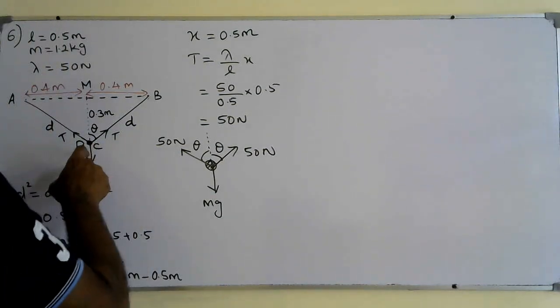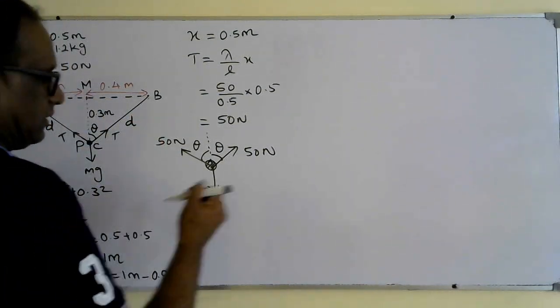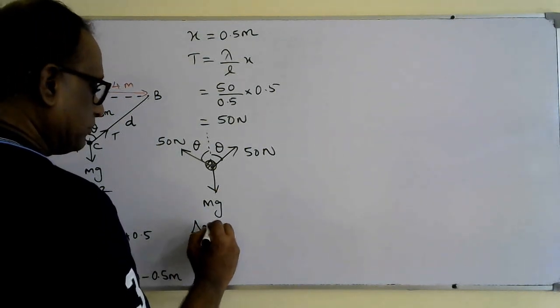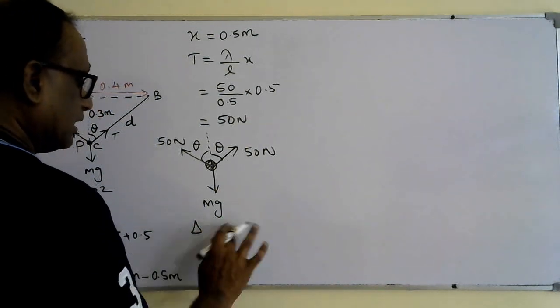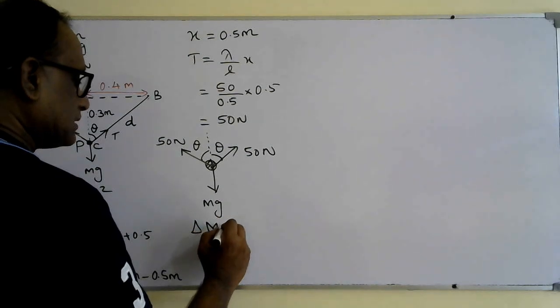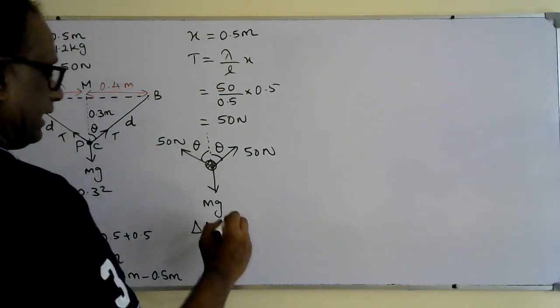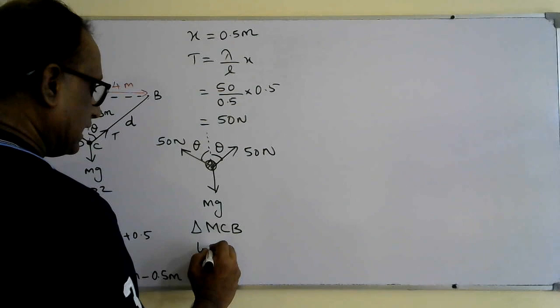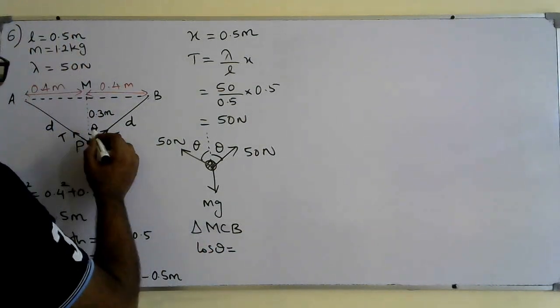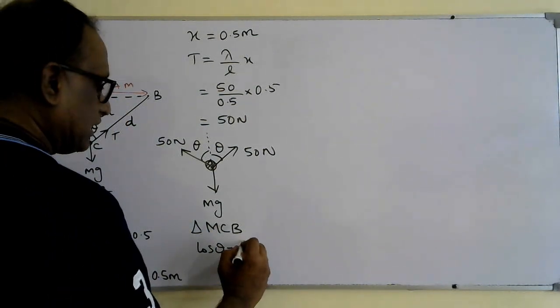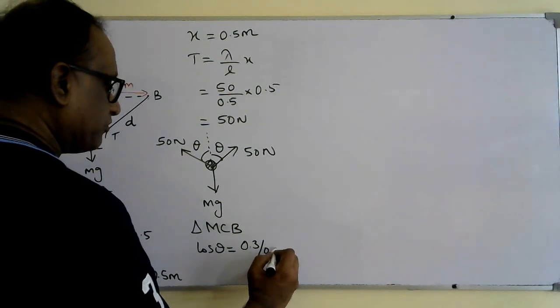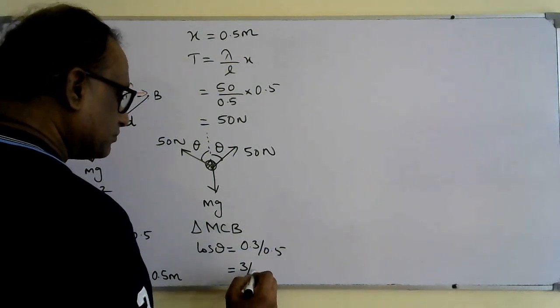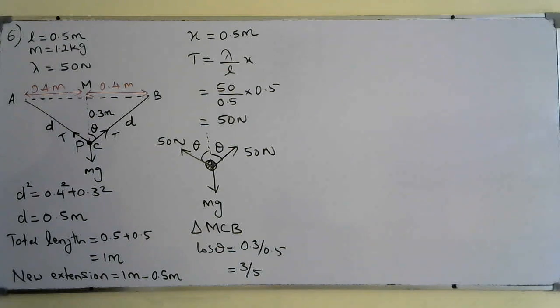So from the triangle MCB, cos theta is equal to 0.3 over 0.5, that is 3 by 5. That is the cos theta.